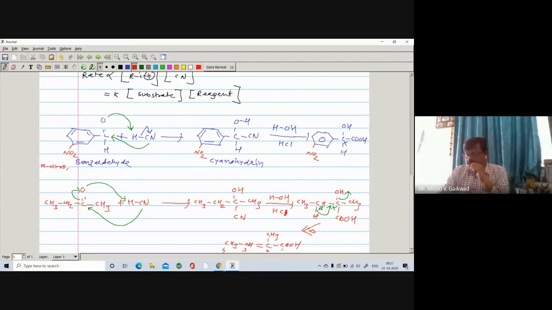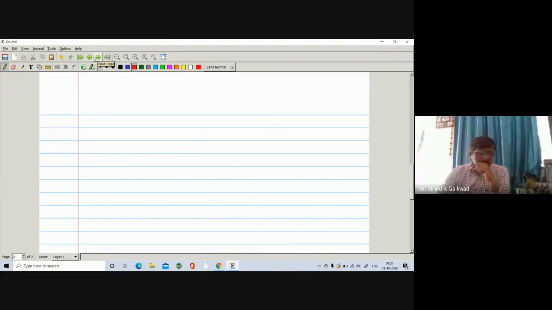So here we have seen the reaction with HCN, hydrogen cyanide. In a similar way we can write the other addition reaction, the reaction with alcohol. Next reaction is the reaction with alcohol. Number B, reaction with alcohol.